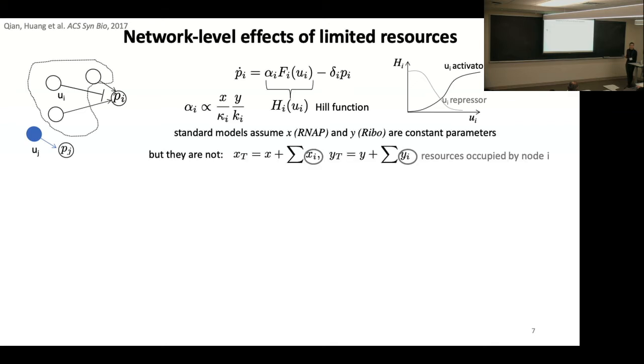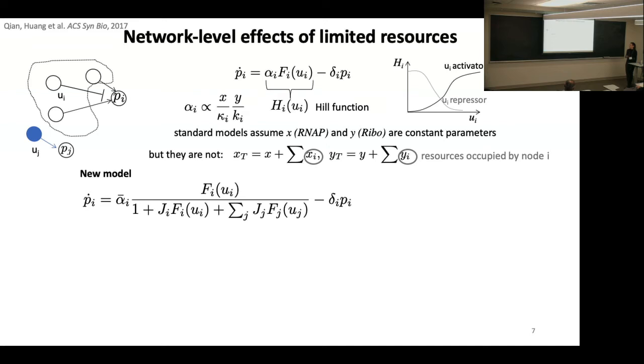So common models assume that X and Y are constant, but the reality, right, is that they are subject to a conservation law, right? So you have that the total amount of RNAP and ribosomes is equal to the free plus those used by each one of the genes, okay? So if you account for these and you do suitable quasi-steady state approximations, you can come up with a new model, okay, for the production rate of a protein.